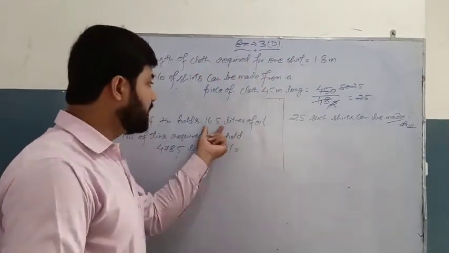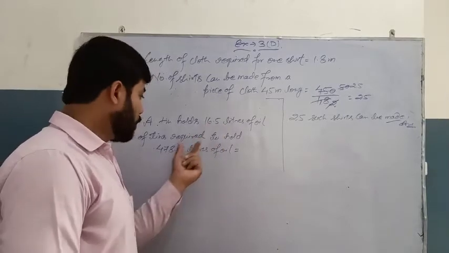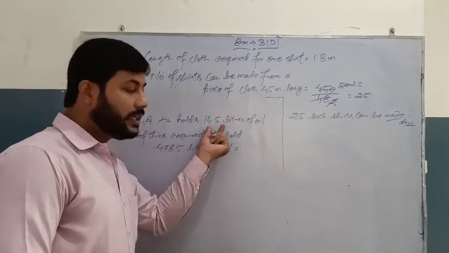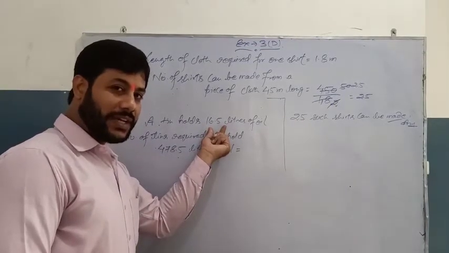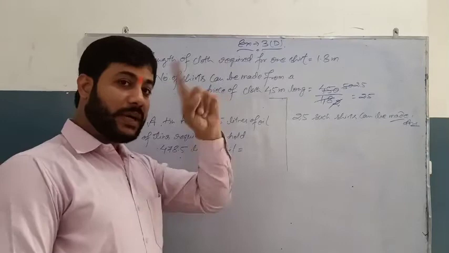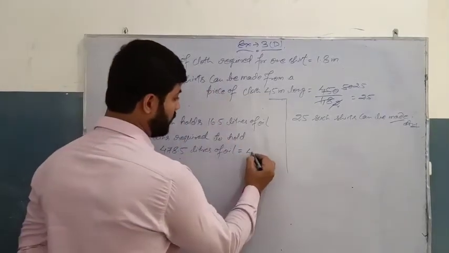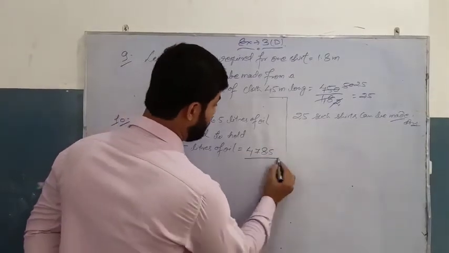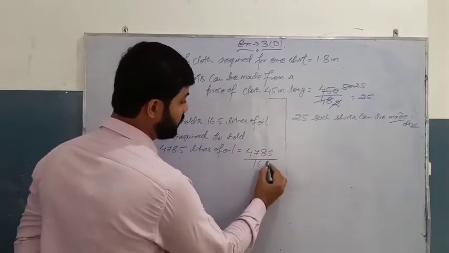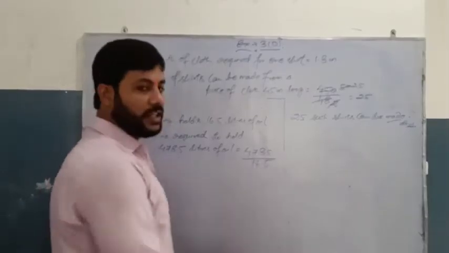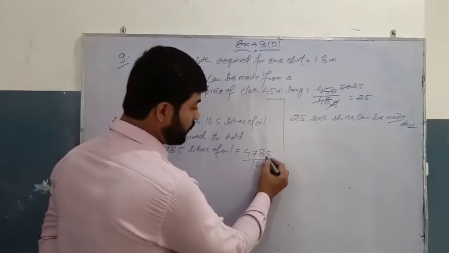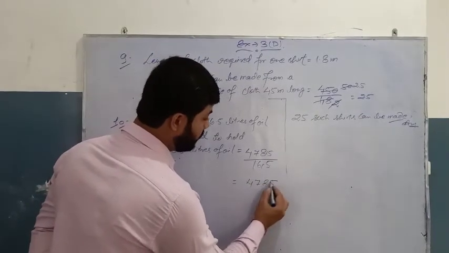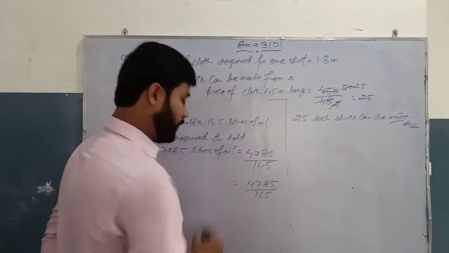One tin contains 16.5 liters of oil. So we will divide the total amount of oil given by this 16.5, that is the amount of oil contained by one tin. So 478.5 divided by 16.5. Here both in the numerator and the denominator, one decimal place is there, so we can remove both.